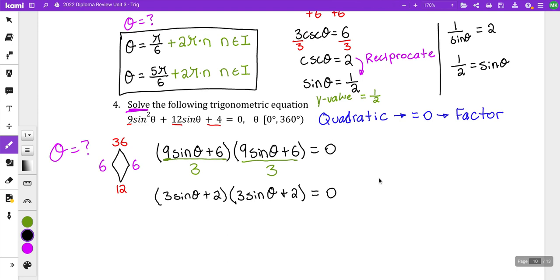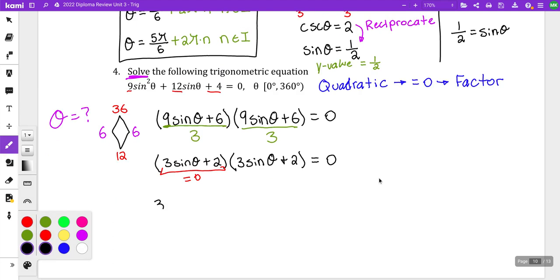Perfect. Next step. You've got to solve each one of those brackets. Because they're the same, you really just have to solve one of them. So take one of them and make it equal 0. I need to solve 3 sine theta plus 2 equals 0. That's linear now. Move the 2 over, divide by 3. That means I have sine theta equals negative 2 over 3.